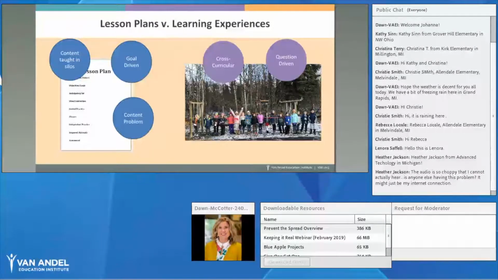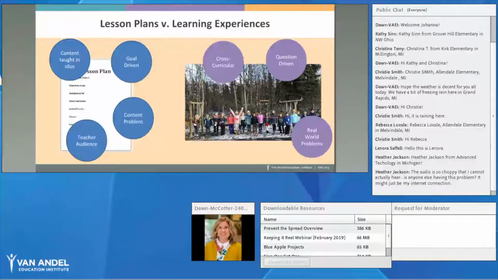In traditional lesson plans, since it's in a silo and we're looking at specific content areas, they're doing problems within that particular content area. So they're working on a math problem, or maybe they're reading an English text and answering questions about it. Whereas in a learning experience, they're looking at a more global or real world problem, something that they can solve that would have relevancy, whether it's to them personally within the class, outside the classroom walls, or even across the globe.